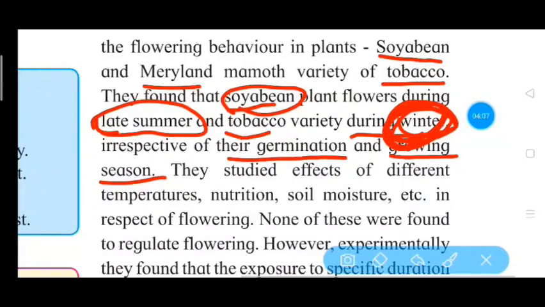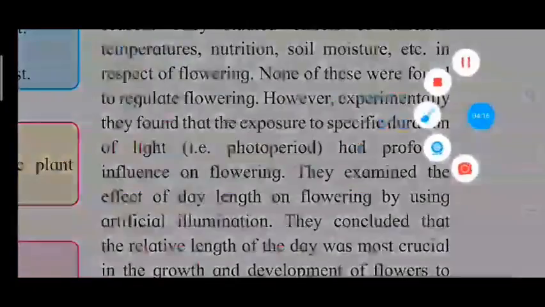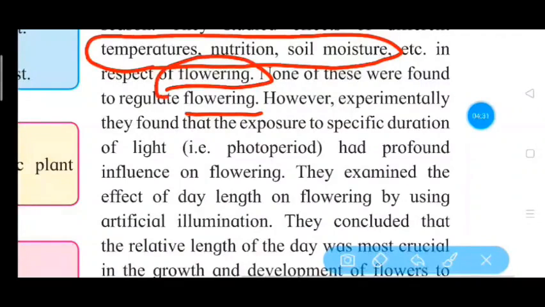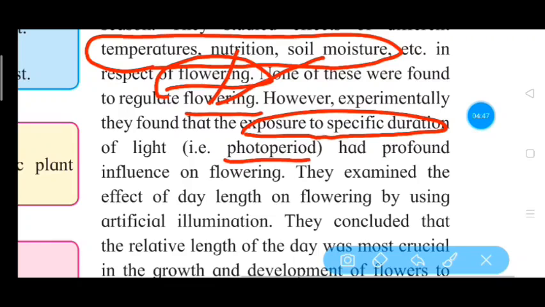They studied the effect of different temperature, nutrition, soil moisture, etc. in respect of flowering. None of these were found to regulate flowering. They observed that flowering is not affected by nutrition or soil moisture, but it is affected by the exposure to light, which means it depends on the photoperiod.